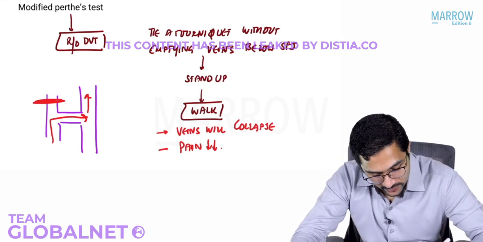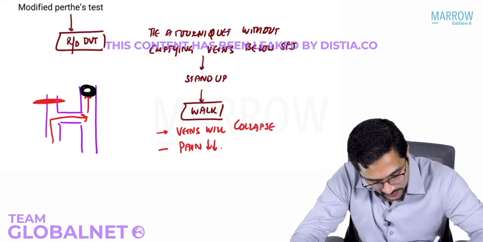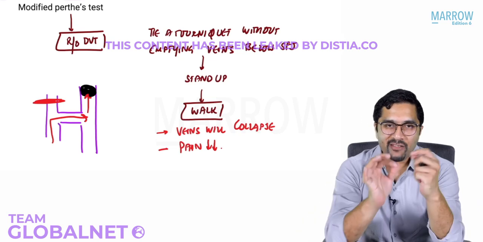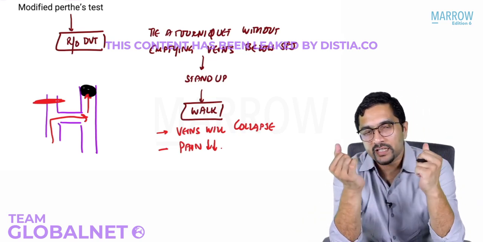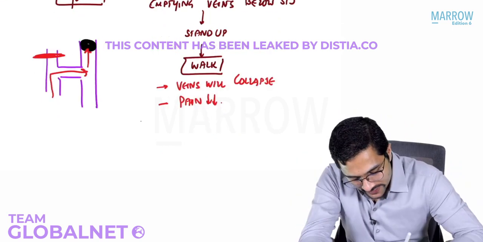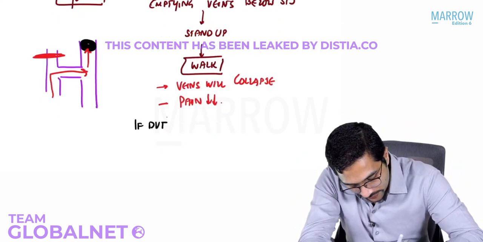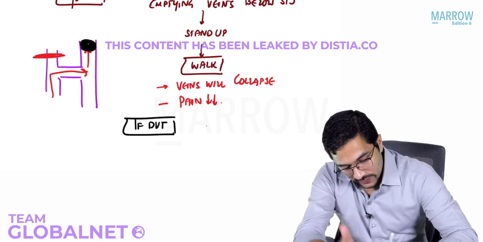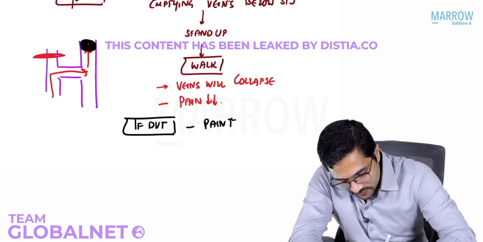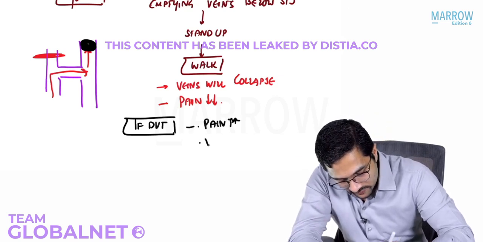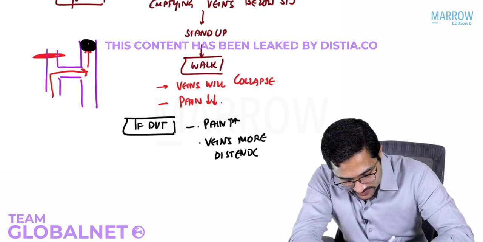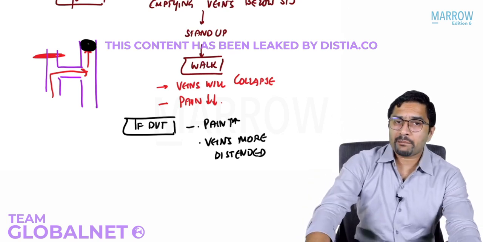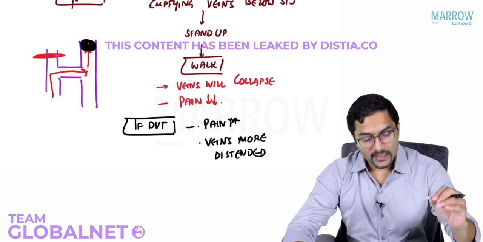But if the deep veins are thrombosed, supposing the deep vein is thrombosed, I've already tied a tourniquet in the superficial veins and the deep vein is thrombosed. So if DVT is there, the blood will not be able to go up. So in DVT, pain will increase and the veins will become more distended. So this is the modified Perthes test which is done.